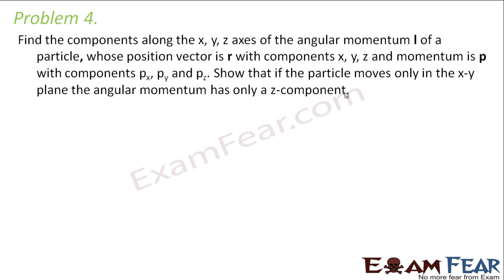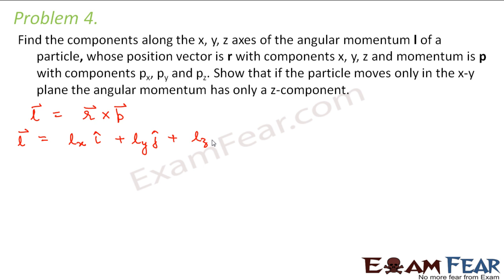So let us look at the first part first. We have to calculate the components of angular momentum. That means we have to calculate Lx, Ly and Lz. What do we know about angular momentum? We know that angular momentum is the cross product of radius vector and linear momentum. We can also write angular momentum in terms of its components as Lx i cap plus Ly j cap plus Lz k cap.